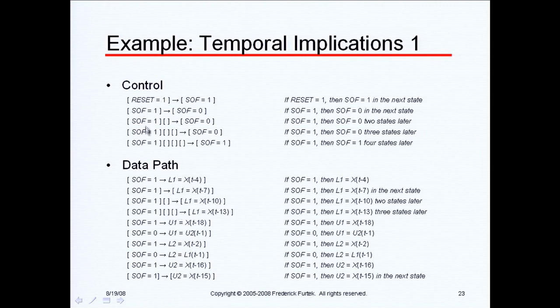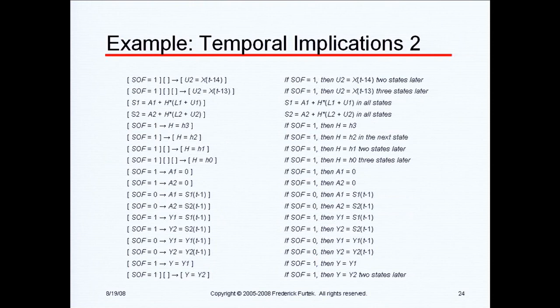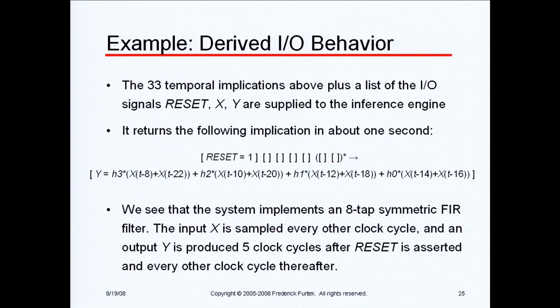Now, what I have here on the left are the actual temporal implications. And what I have on the right-hand side is the English language interpretation of each one of those. And so we have 5 control, and all of the remaining are data path implications. There's a total of 33 implications here, temporal implications.